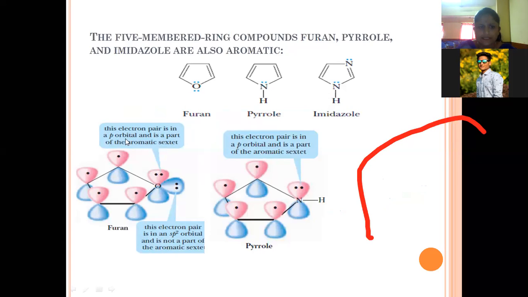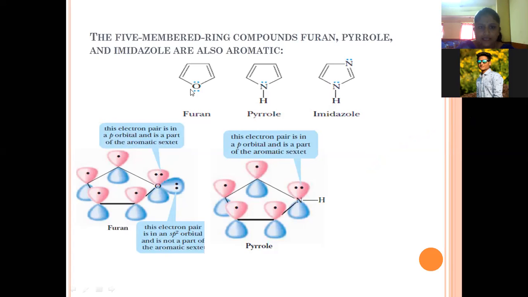Now what happened in this case? This is an orbital picture of this furan. This oxygen is going to possess 2 pairs of electrons on this oxygen atom. Now in that case, the furan will possess 2 conjugated double bonds. That means 4 pi electrons.